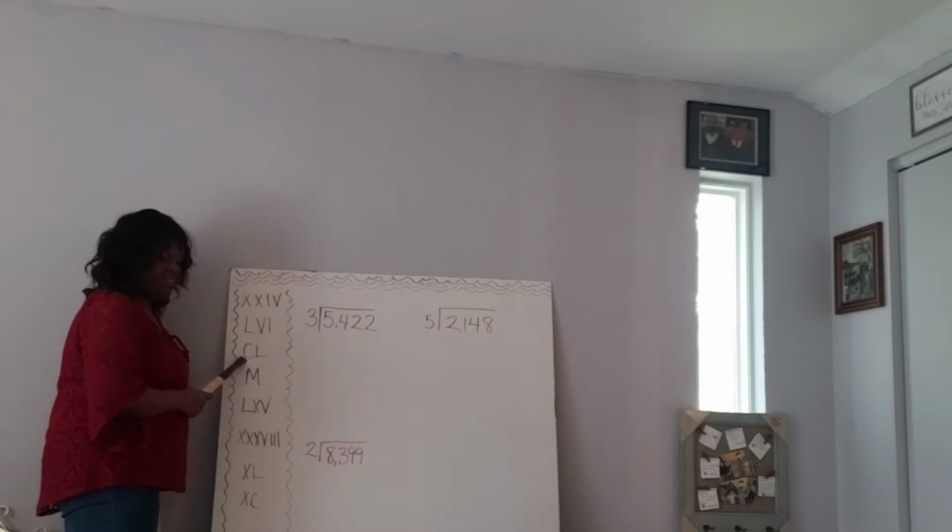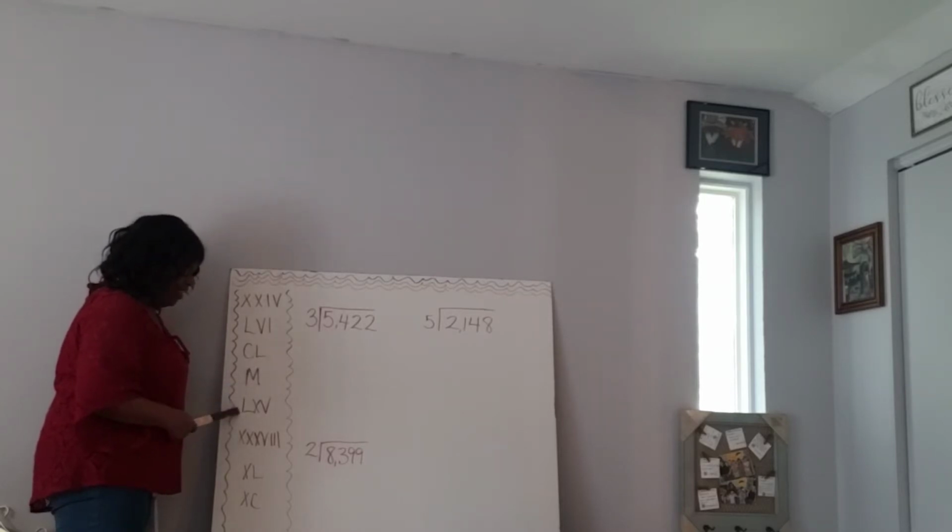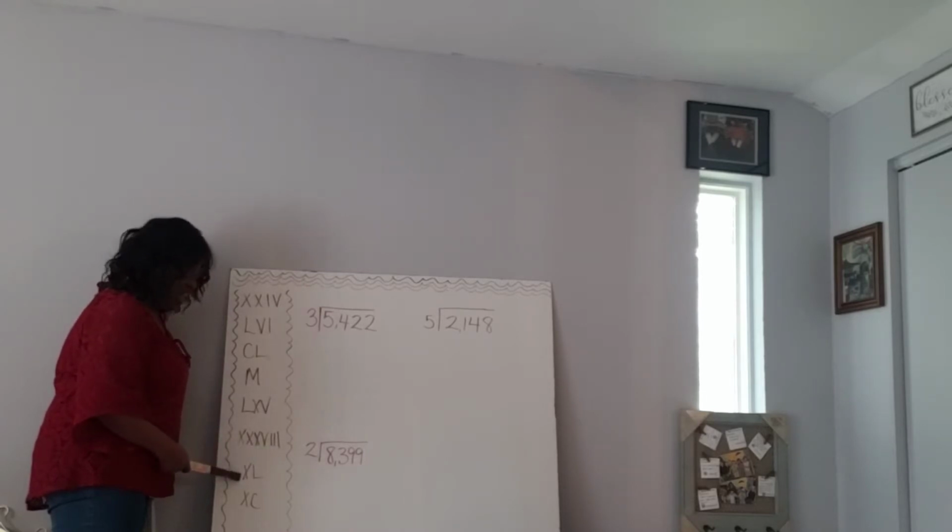What about that one? 150. If this is 50, we know that C is 100. 100 plus 50, 150. 1,000, good. Good. 65, 10, or 50, 60, 10, 5. 38, 10, 20, 30, 5, 6, 7, 8. 38. Good. So look at that one carefully.